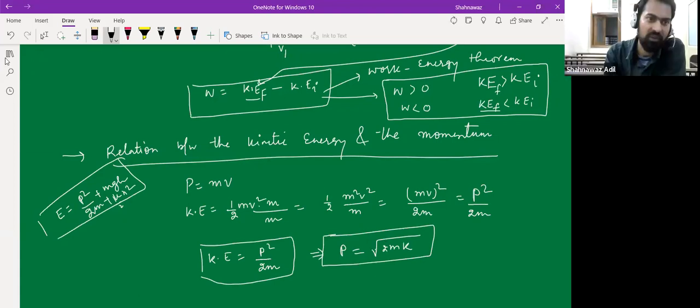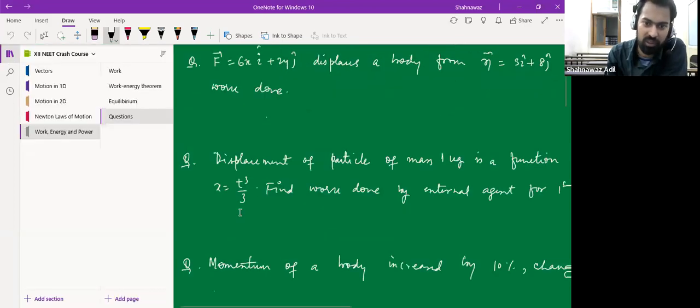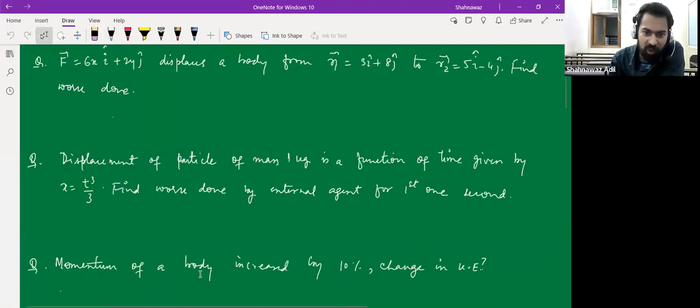Okay, so do I have any question based on this? Please let me see. So this question: momentum of a body is increased by 10%, and we have to find the change in kinetic energy, right?